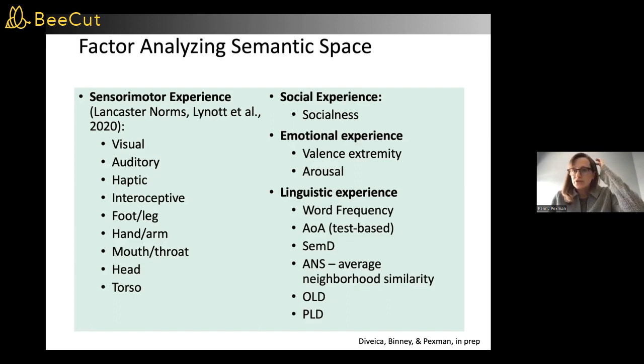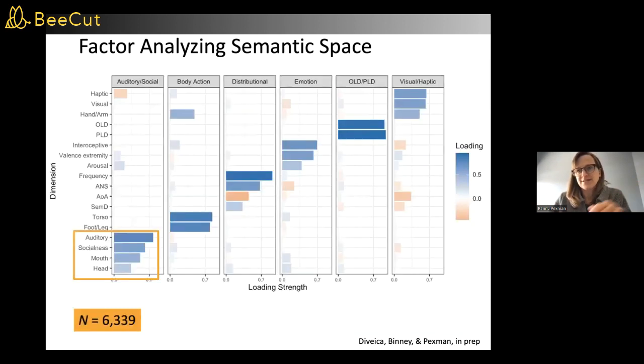We also have our new socialness dimension to try and capture some of social experience. We've got the emotion dimensions, which are usually valence and arousal. And then multiple measures of what I would call linguistic experience. So things like semantic diversity and age of acquisition and frequency that capture some of your sort of episodic history with word forms. So put all of this into a factor analysis.